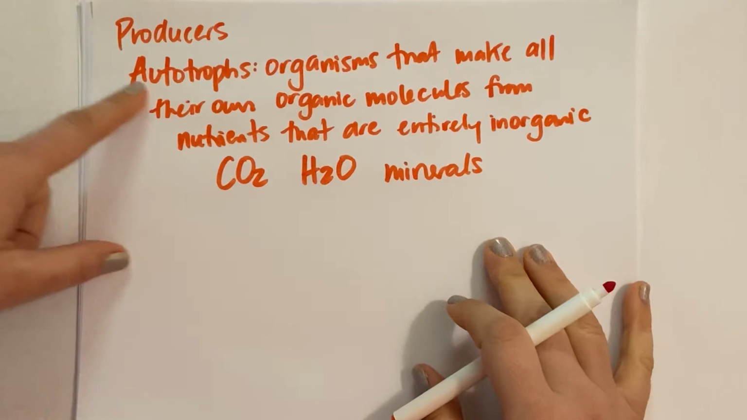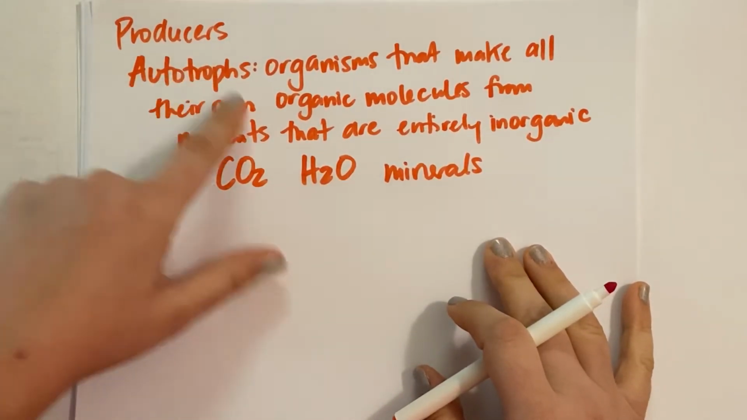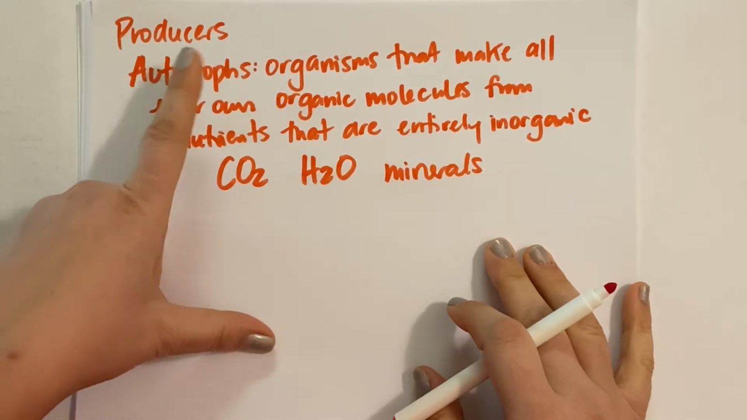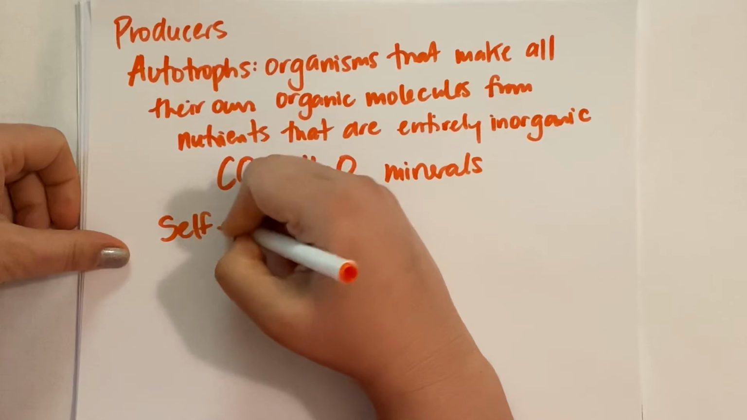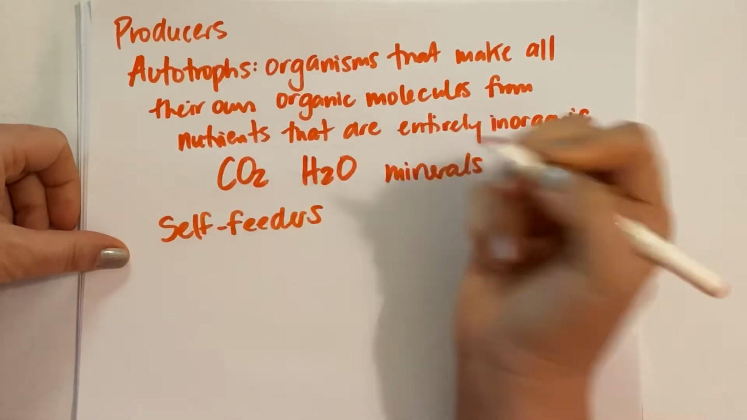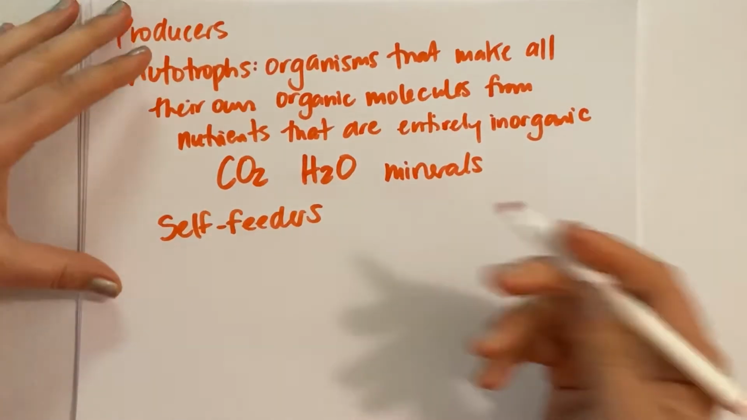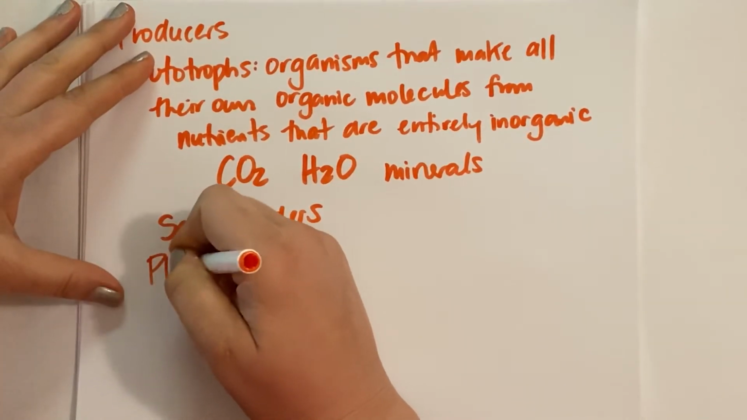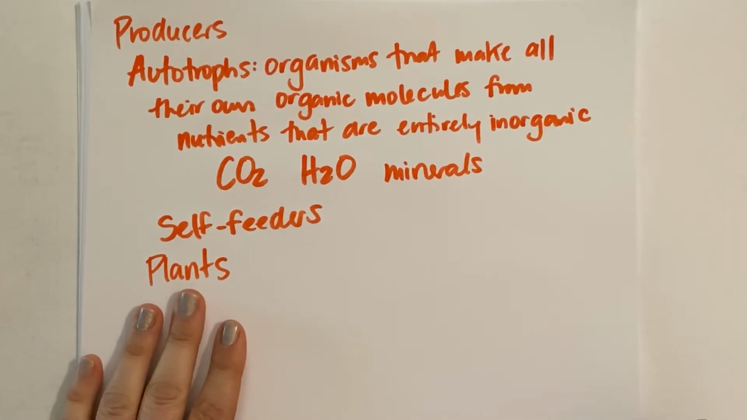When you think of autotroph, think self, like you're doing it yourself, and the word troph means feeder. So self-feeders. We can put that right here. These are producers, so they're producing the food. Plants are the group that we talk about the most in this group. So plants are going to be our producers.